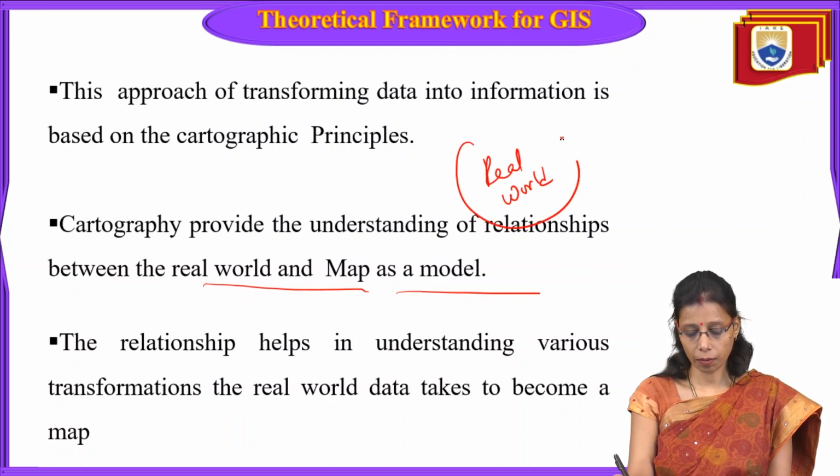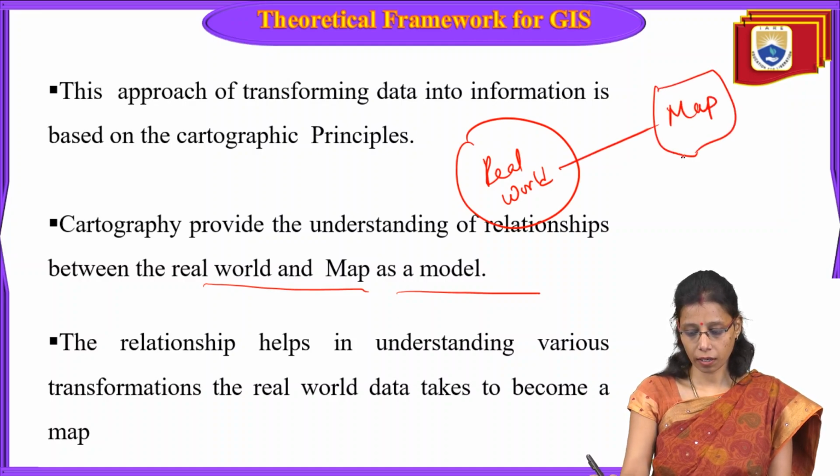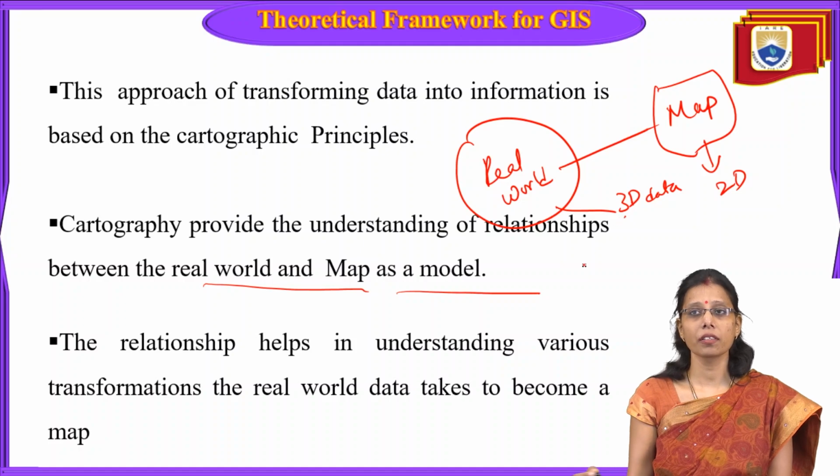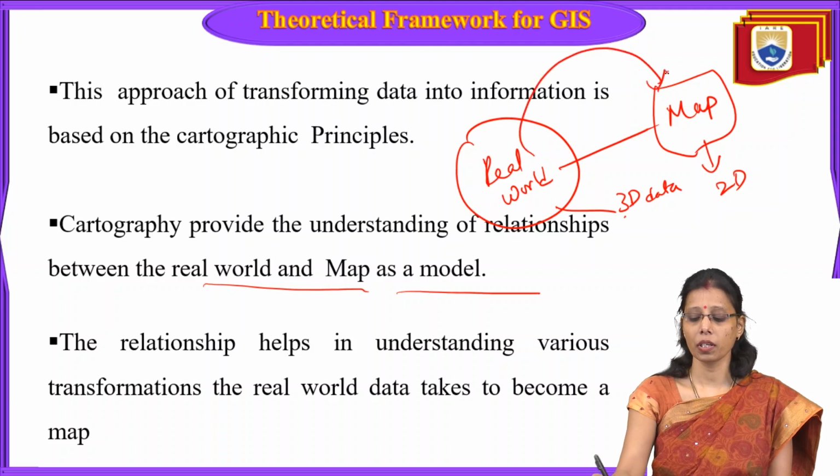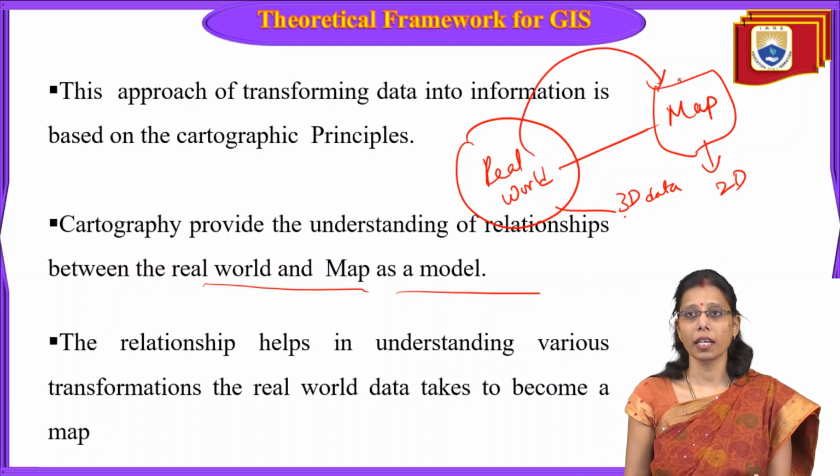This is the real world and this is the map. So the real world is 3D data, okay, 3D. The map is 2D. Here we have 3-dimensional information on the real world, and this 3-dimensional information is converted to the map. It's called transformation, like how we are transforming the 3D information to a 2D map to understand.